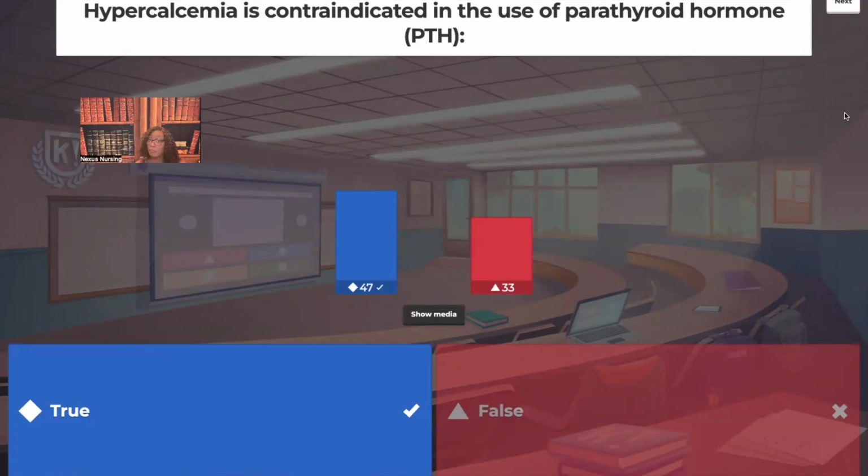Hypercalcemia. The calcium level in your blood is already elevated. You think that's a good idea? Does that make sense to you? Right? So, yes, being in a hypercalcemic state, that is contraindicated to the use of parathyroid hormone.